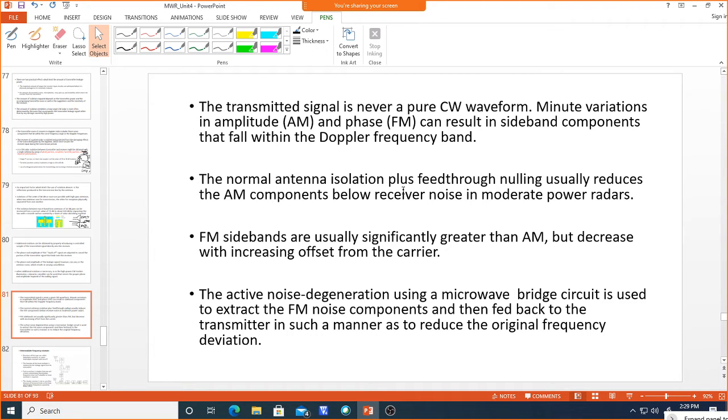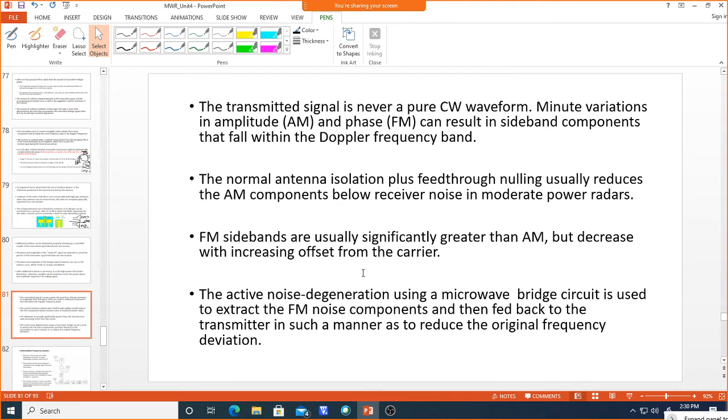Now, normal antenna isolation plus feedthrough nulling. By using the dynamic canceller, by nulling the signal, we usually reduce the AM components below receiver noise in moderate power radars. By using the antenna as well as the dynamic canceller, we can reduce the noise component of that AM signal in moderate power radars. The FM sidebands are usually significantly greater than AM, but they decrease with increasing offset from the carrier. So if you go on increasing the offset frequency from the carrier, we can decrease the FM sidebands also.